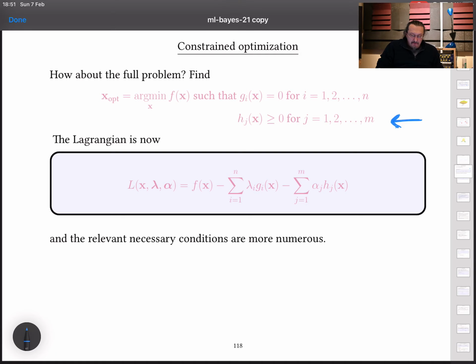But the Lagrangian part of solving this problem isn't really any different. Okay. Now, in order to address one of these problems, we form a Lagrangian that's a function of the x we're optimizing over, and lambda, which is a collection of Lagrange multipliers for the equality constraints, exactly as before, and alpha, which is a collection of Lagrange multipliers for the inequality constraints. Other than that, the Lagrangian is formed in the same way.